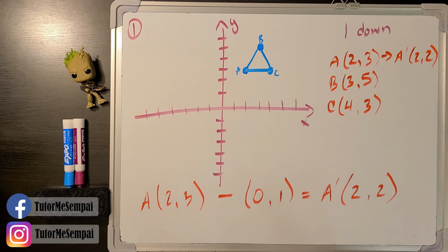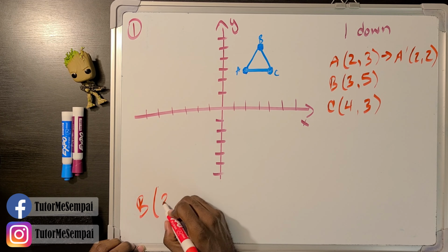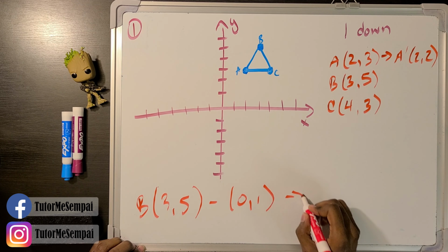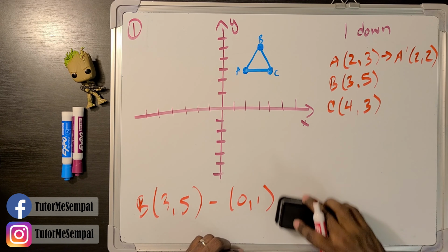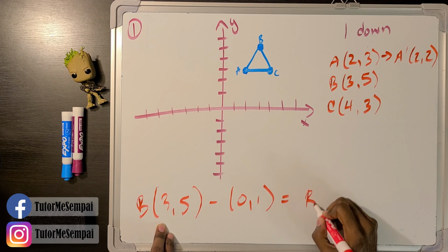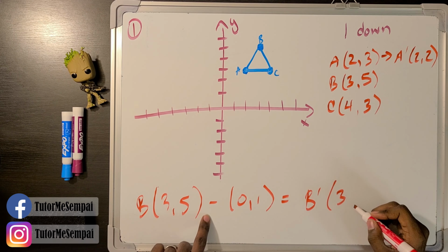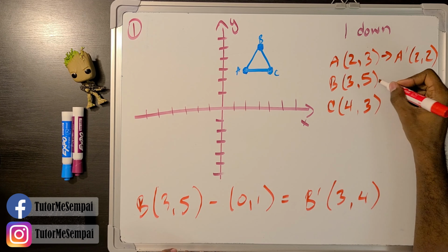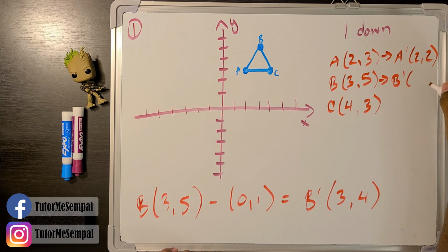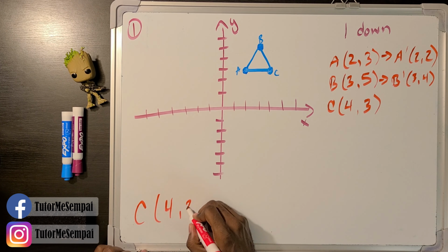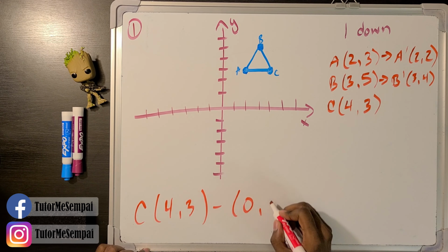Let's do the same thing for our B. B is going to be (3, 5), and we're subtracting that (0, 1), and that is going to be what? When we subtract (0, 1) from this (3, 5), we get B prime to be (3, 4), right? Because 5 minus 1 gives us 4, so our B prime, our transformed B point, is going to be (3, 4). Now let's do our C. So C has us looking at (4, 3). And we're going to subtract the (0, 1) again.